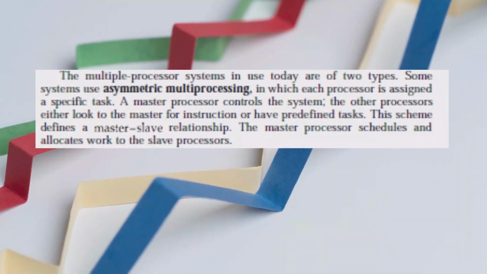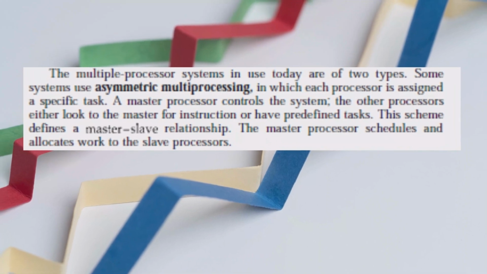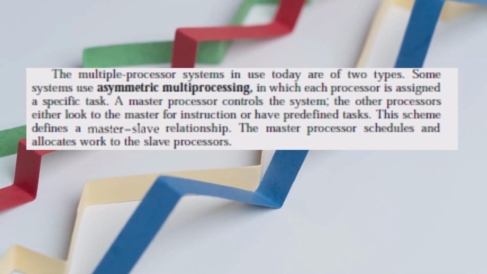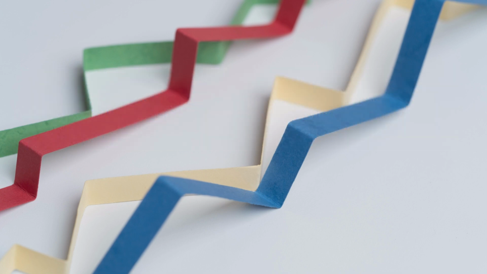The multiprocessor systems in use today are of two types. Some systems use asymmetric multiprocessing, in which each processor is assigned a specific task. A master processor controls the system. The other processors either look to the master for instruction or have predefined tasks. This scheme defines a master-slave relationship. The master processor schedules and allocates work to the slave processors.